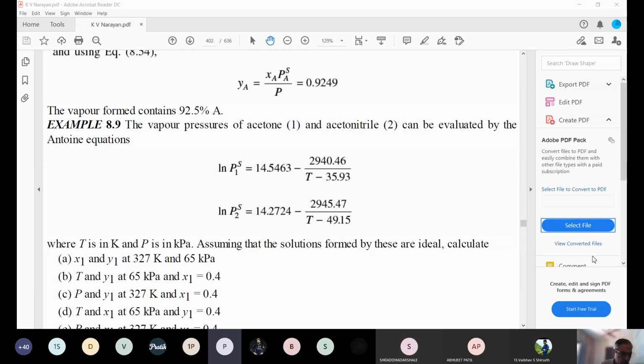So 65.30. 65.30, right? So 65.3 is very close to 65, but still it is more, right? So then we have to reduce it because ज़्यादा हो गया तो कम करना पड़ेगा, right? So you can select 330.4 Kelvin and repeat the calculation. So find out P1s and P2s at 330.4 and then find out P.